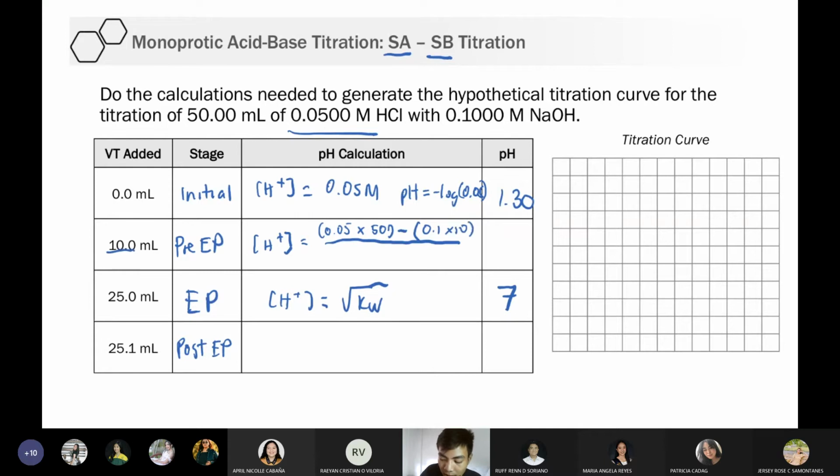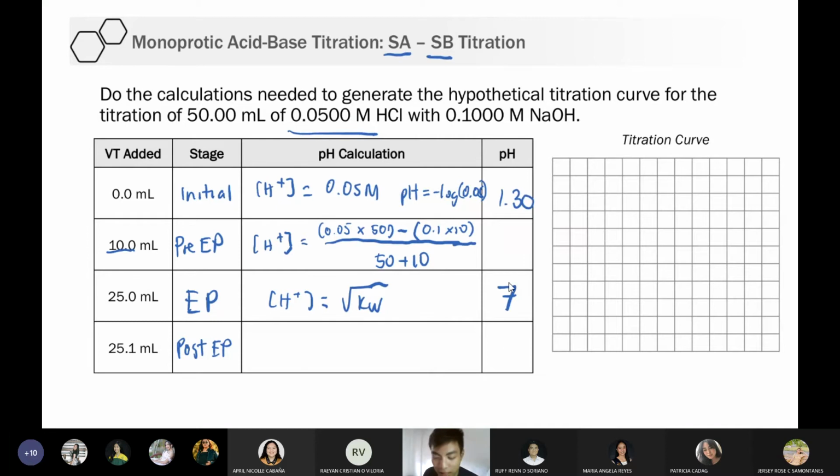So, lagay mo 10. Ano yung volume, total volume? The total volume is the sum of the two volumes, the analyte and the titrant added. Okay, so that is 50 plus 10. Okay, using this equation, we can now solve for the concentration of the acid left. And from the concentration of the acid left, you can solve for the pH.